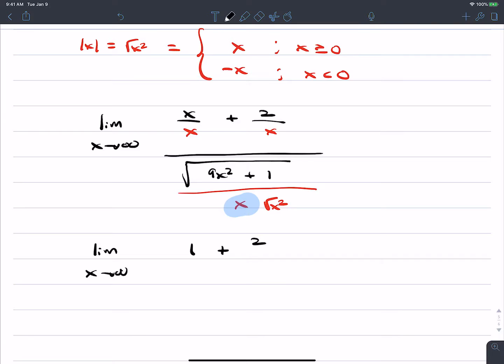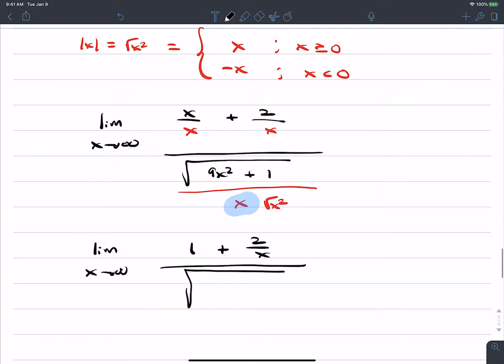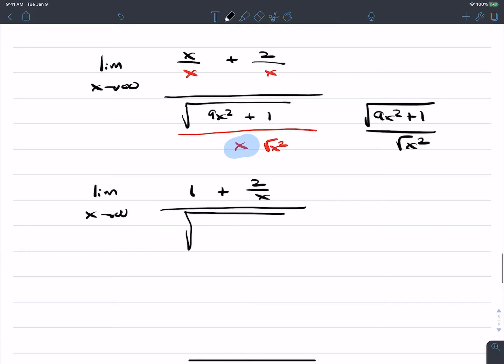1 plus 2 over x over, well, what happens when you have a square root? You guys see this here? Square root of 9x squared plus 1 over square root of x squared now. What's the square root over a square root? I can put them under a single radical, right? Square root, 9x squared plus 1 over that x squared. Okay, by properties of square roots, or properties of radicals.